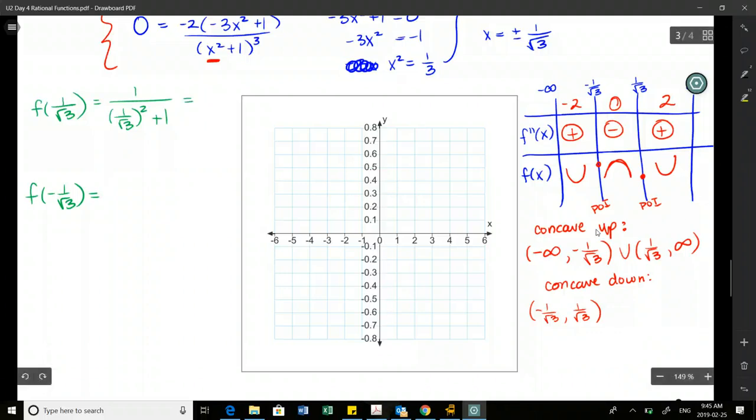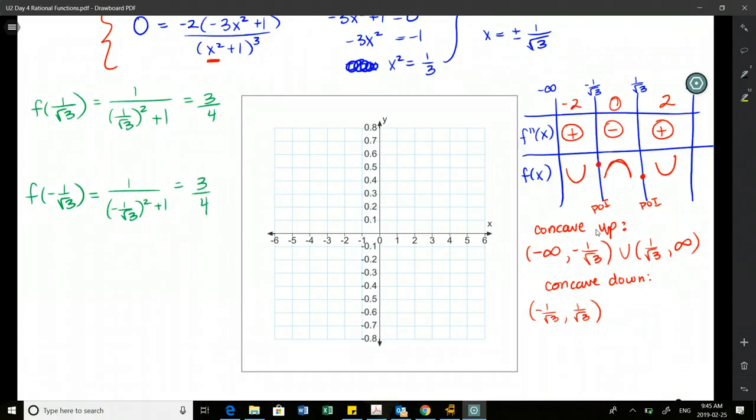Maybe somebody with a calculator that leaves things in fractions can find it quickly for us. Actually, I have one of those. I got 3 over 4. It'll be the same for each of them. Okay, that tells us approximately where the y values are for those specific points. So that's why that's important.